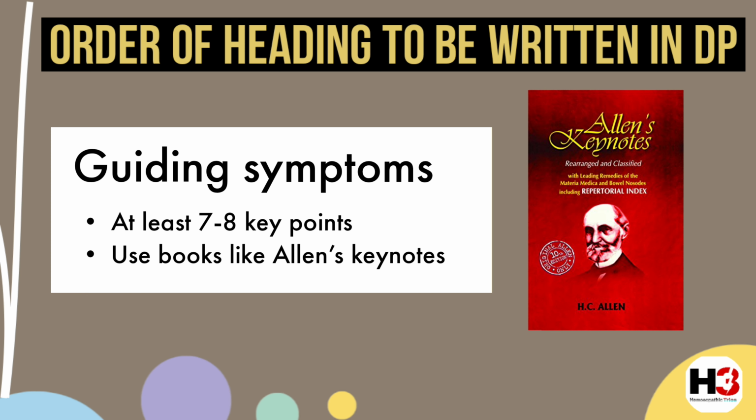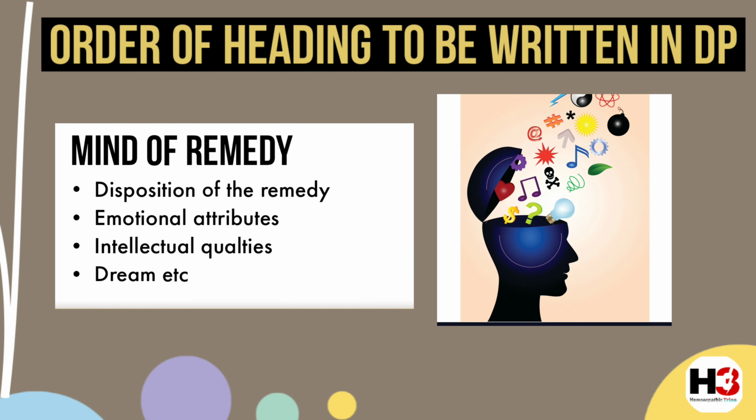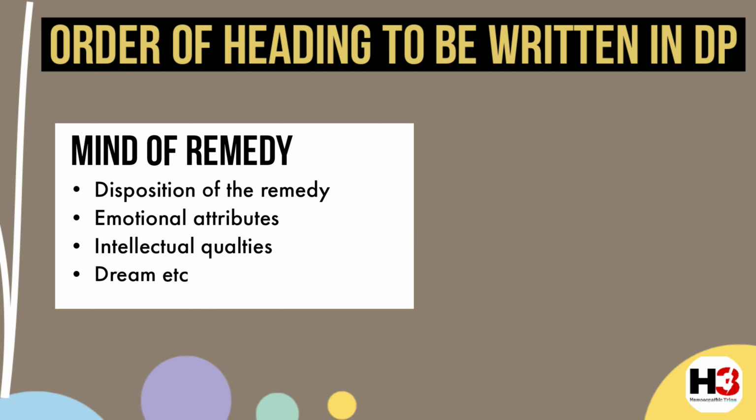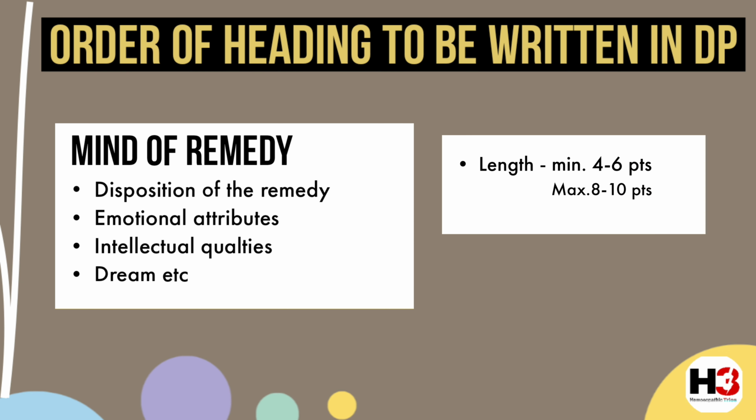Now the guiding symptoms should be followed by the mind of the remedy. This should be able to convey the exact disposition, the emotional attributes or the intellectual qualities of that remedy. Also, it should not be too vast and should contain a minimum of 5 to 6 points and a maximum of 8 to 10 points.